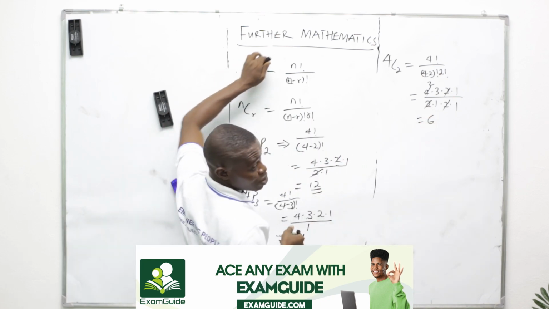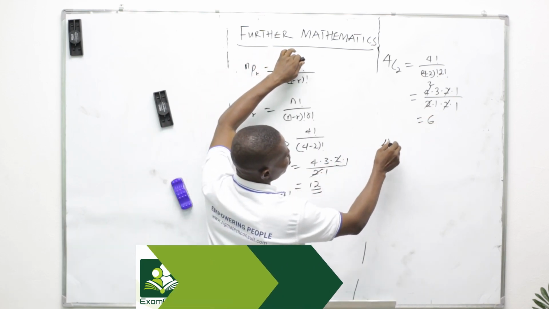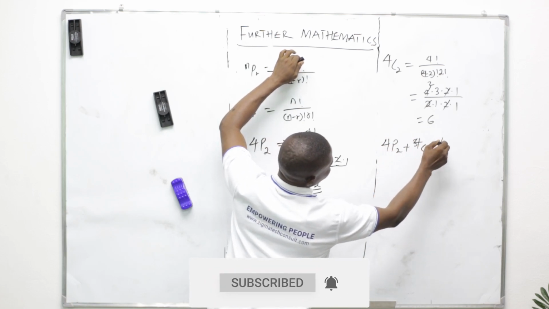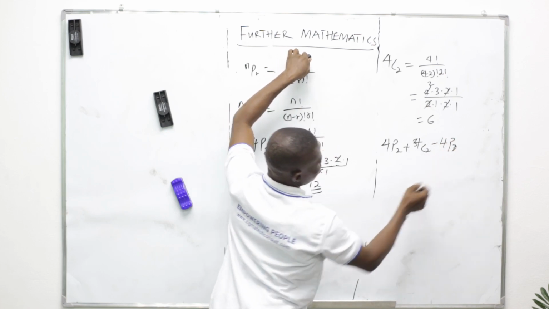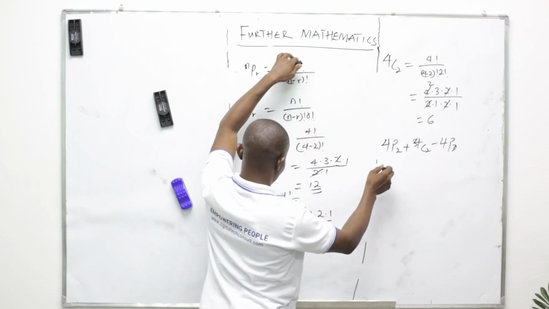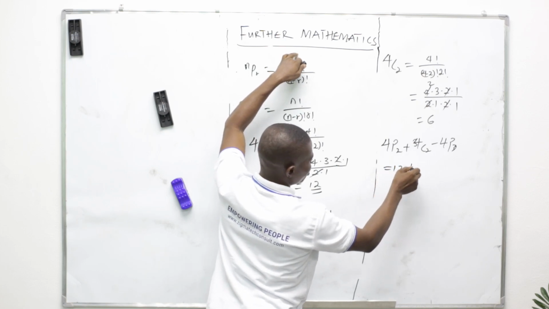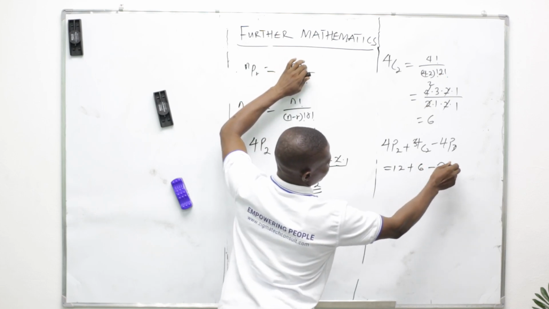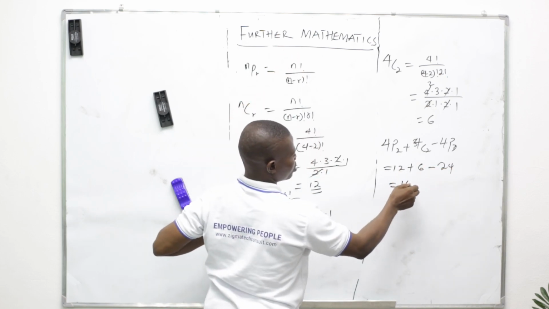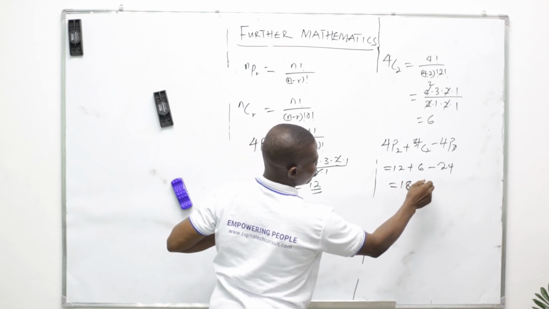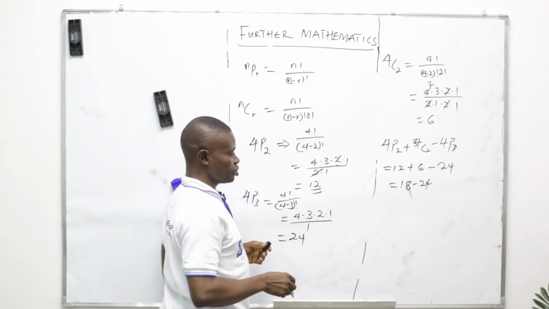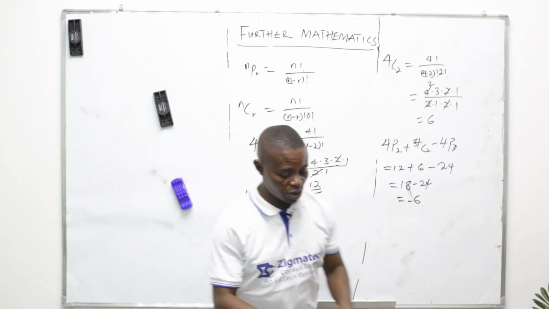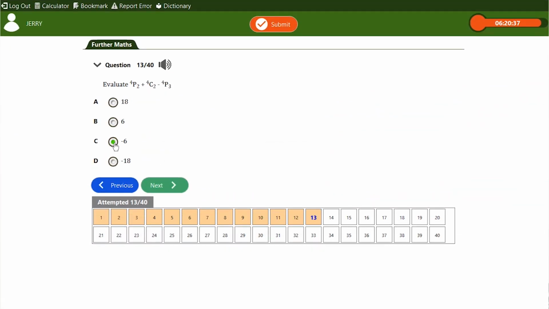Good. Now the question is what? 4 permutation 2 plus 3, 4 combination 2 minus 4 permutation 3. 4 permutation 2 is 12 plus 18 minus 24. This is 30 minus 24, which will give us 6. Let me recompute: 12 plus 6 minus 24 is 18 minus 24, which will give us minus 6. So option C is the answer, minus 6.